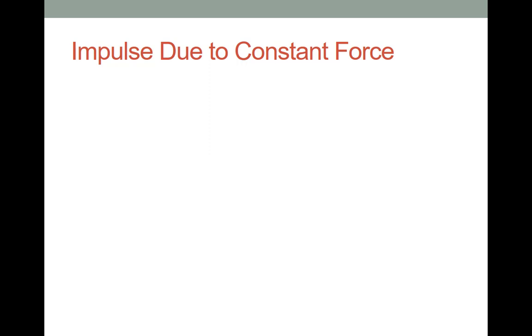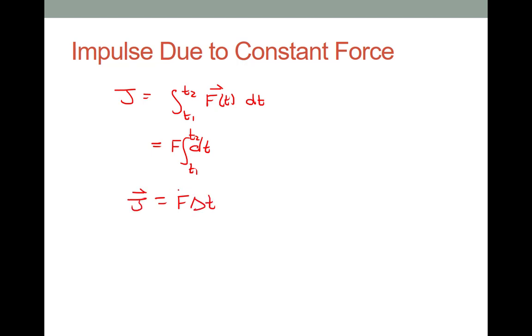However, if the force is constant, then it can pull out of the integral. So this now just becomes F times the integral from t1 to t2 of dt. But that is just F delta t. To derive this, we've assumed that F was constant, but as we just saw, this is true for the average force.